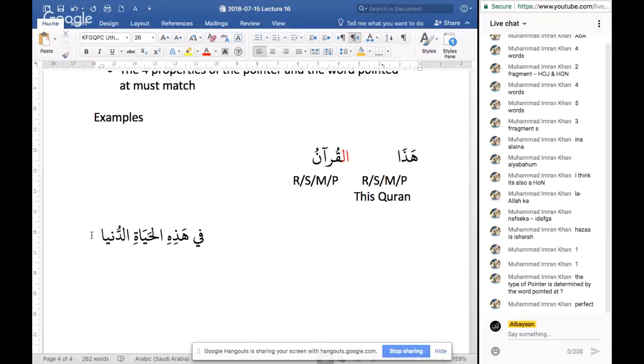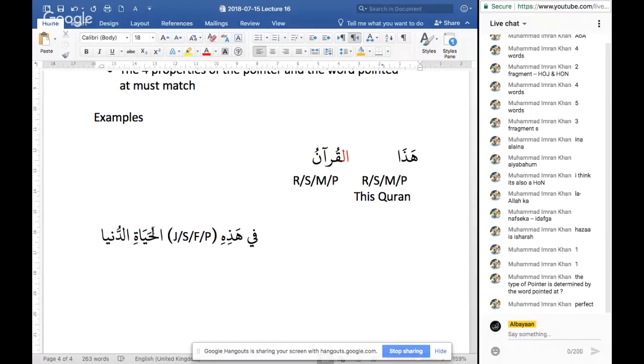Fi hazihi al-hayati ad-dunya. Now look at this closely. What are the four properties of hazihi? Let's try to do that. It's jar because it's after fi. There is a harf of jar before it, so this pointer has to be jar. And we know that hazihi looks exactly the same in the rafa, nasab or jar state as well, right? It's jar, it's singular, it's feminine, and it's proper. Yes?